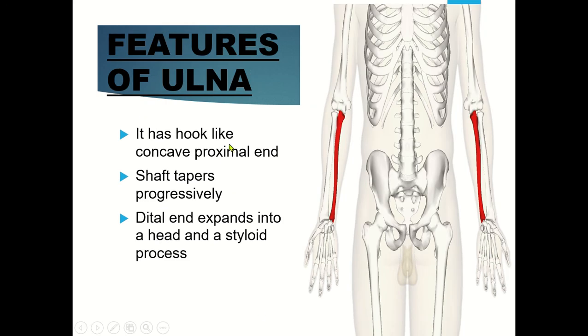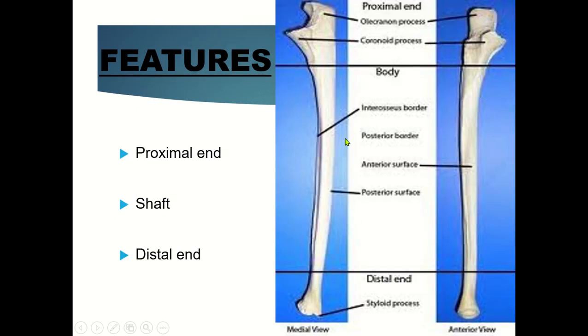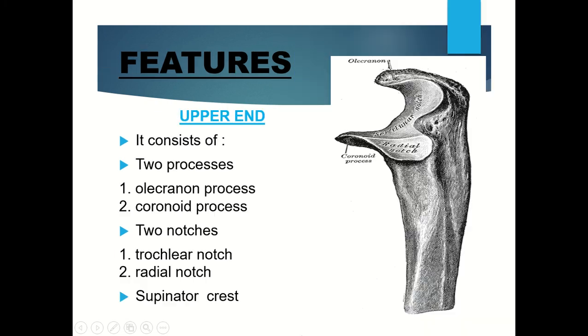Features of the ulna: it has a hook-like concave proximal end. The shaft tapers progressively, and the distal end expands into a head and a styloid process. Now we study the features of the ulna. On the proximal end there is the olecranon process and coronoid process, then the shaft and distal end.